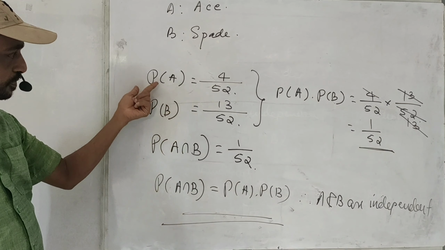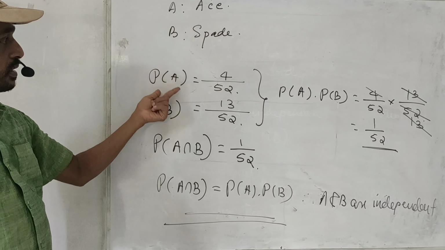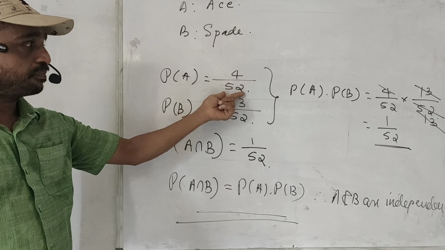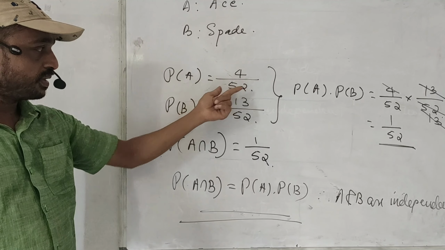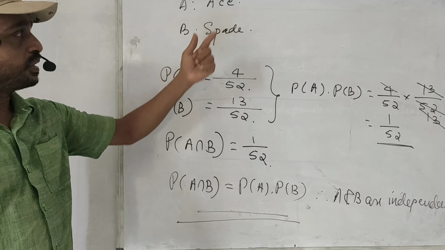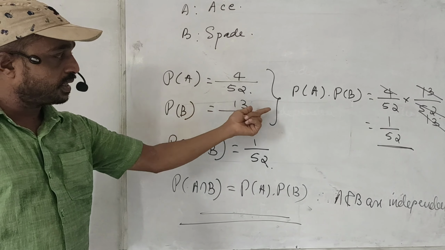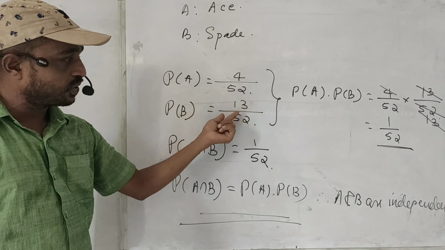independent or not. For that, P of A is the probability of drawing an ace card. How many ace cards are there? 4 ace cards are there in a pack of 52 cards. So 4 by 52. What is P of B? Probability of drawing a spade card. It is total number of spade cards by total number of cards, 13 by 52.